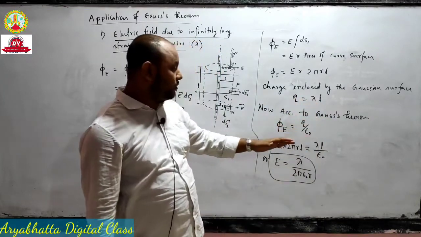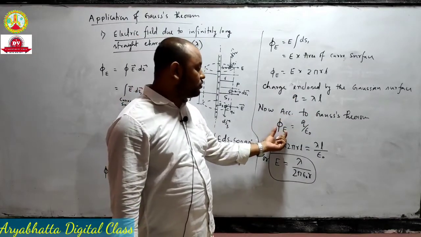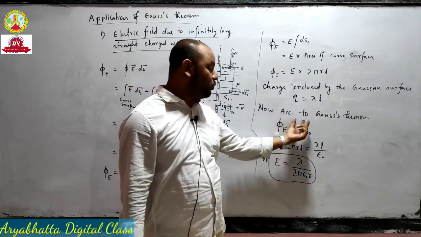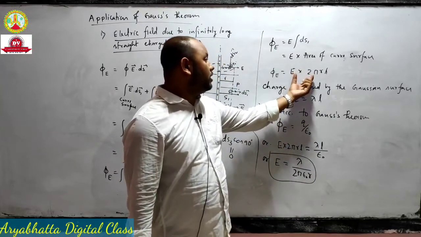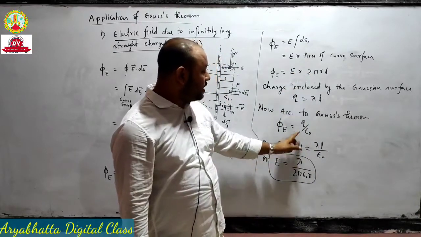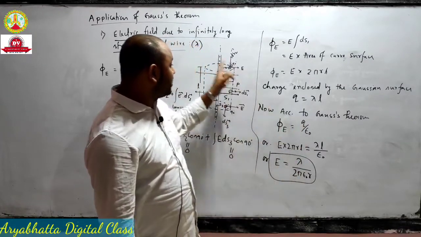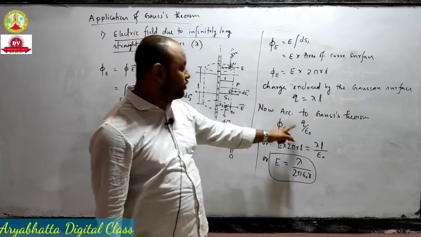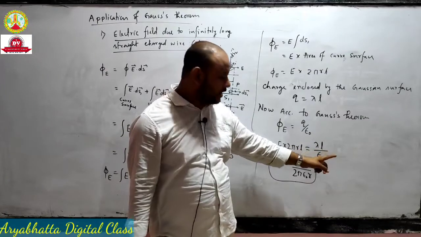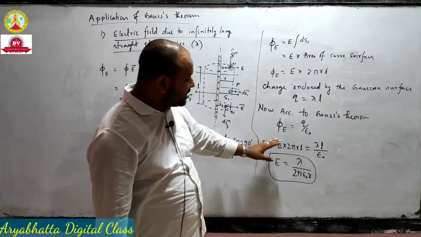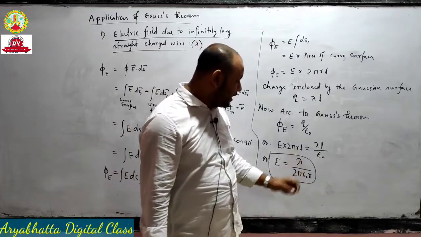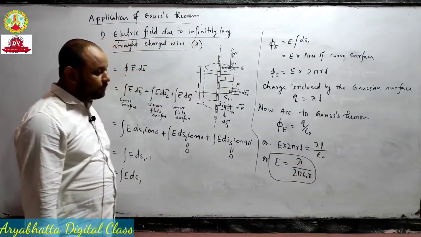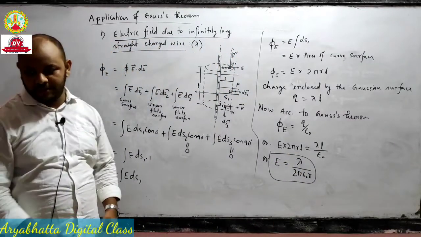Then from Gauss's theorem, we know that the total flux phi is equal to Q by epsilon naught. Total flux we have already calculated, which is E into twice pi RL. And Q is the charge enclosed by the Gaussian surface, which is equal to lambda into L. From this you can cancel L from both sides. Then the electric field is E is equal to lambda divided by twice pi epsilon naught into R.